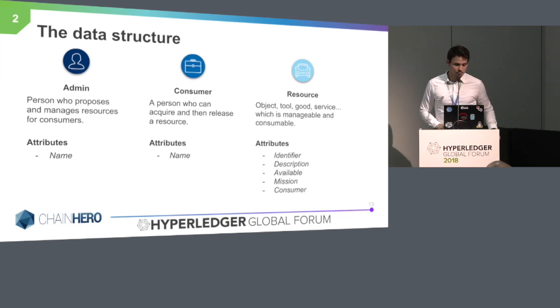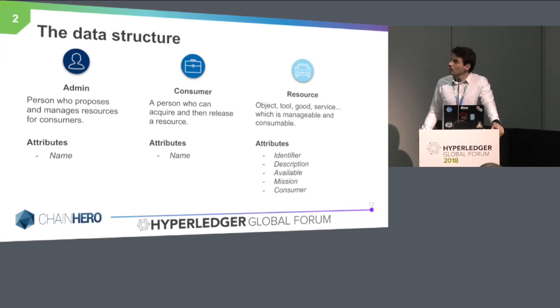So what about the data structure we will use? There is an admin, one or more. It's a person who proposes and manages resources for consumers. He has a name. When you go inside the code, you can add more attributes if you want. The consumer is a person who can acquire and then release a resource. He also has a name. And finally, the resource. It can be an object, a tool, a good, or services, which is manageable and consumable.